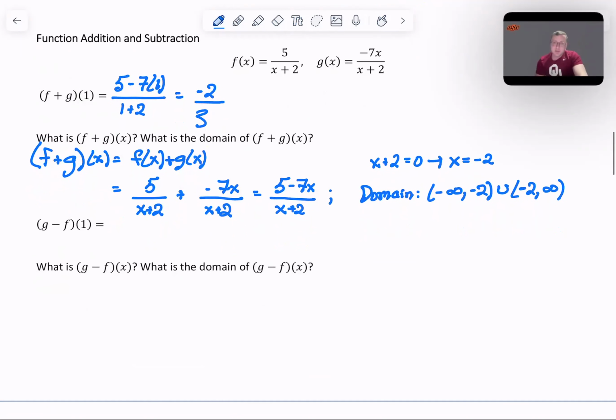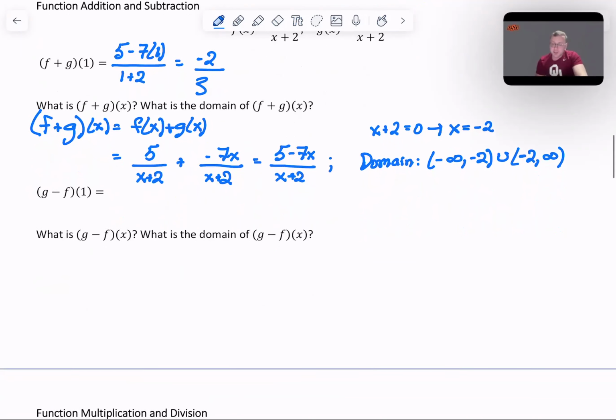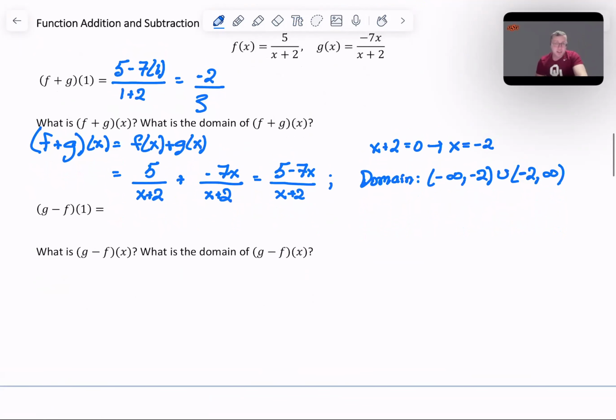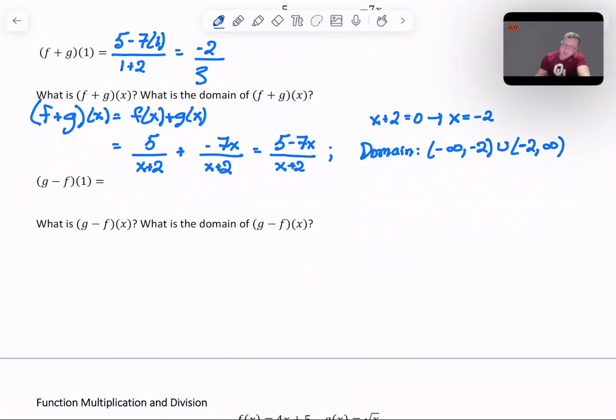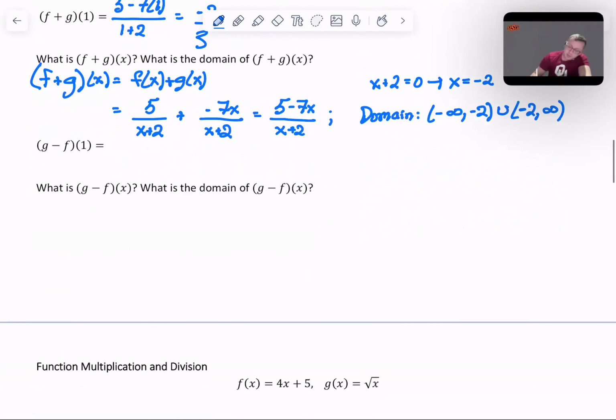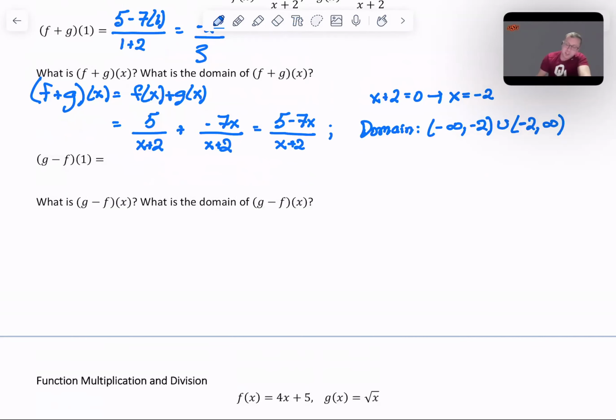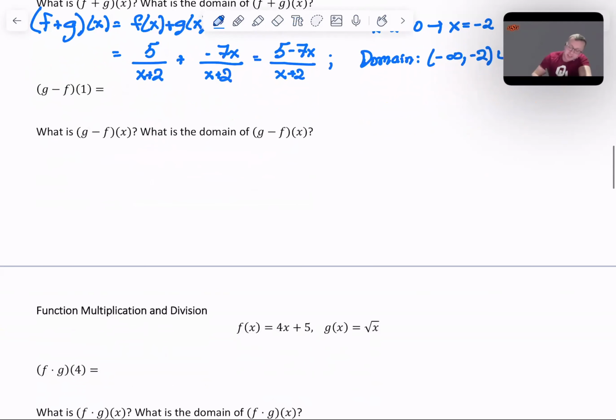So let's do the same thing on this one here. I want to first find out what's g minus f of x, and then I'm going to find the domain of that. And then I'm just going to plug in 1 to g minus f. So just like here, how f plus g of x was just f of x plus g of x, g minus f of x is just g of x minus f of x.